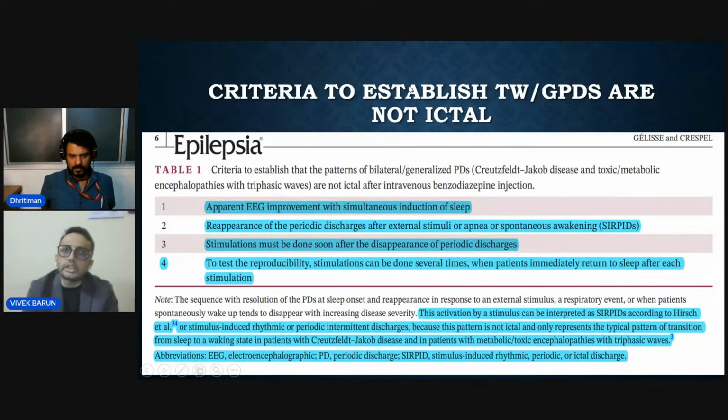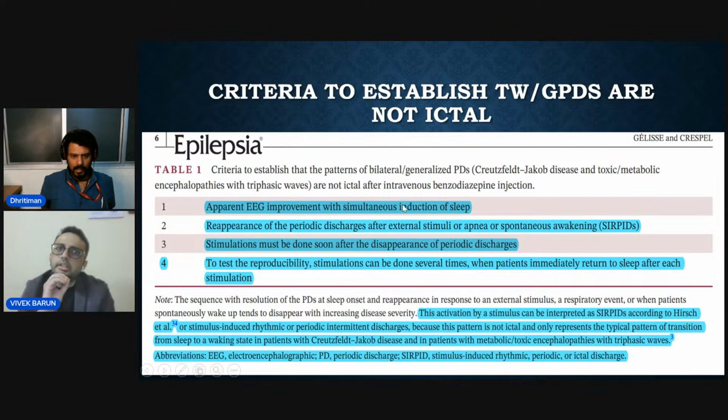So how do you establish that the triphasic waves or generalized periodic discharges are not ictal? Even in this case, if you give the midazolam infusion or lorazepam infusion, you will see that all the discharges disappear. But the discharges are not disappearing because of anti-epileptic effect. They are disappearing because of the induction of sleep. And if you again give painful stimuli to the patient, those discharges will reoccur.